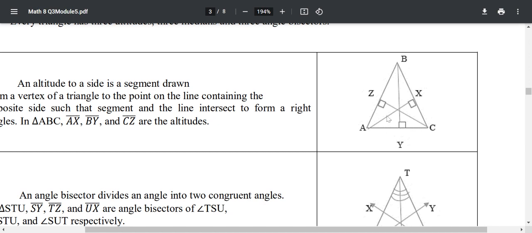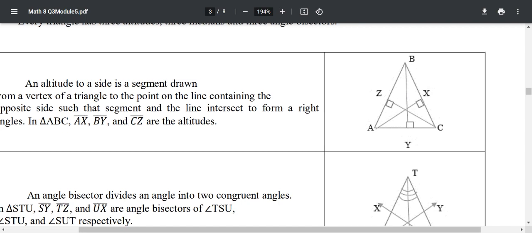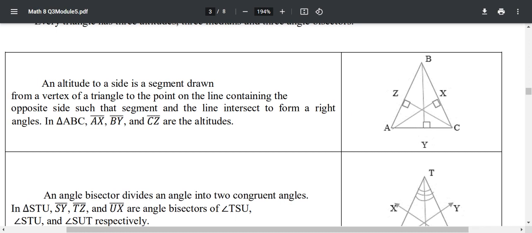AX is an altitude because it comes from angle A to side BC and it forms a right angle. Same with line CZ. This is also an altitude because it comes from the vertex C to side AB, and it forms a right angle. It is always perpendicular. So remember the altitude: it comes from a vertex to the opposite side, and it always forms a right angle.